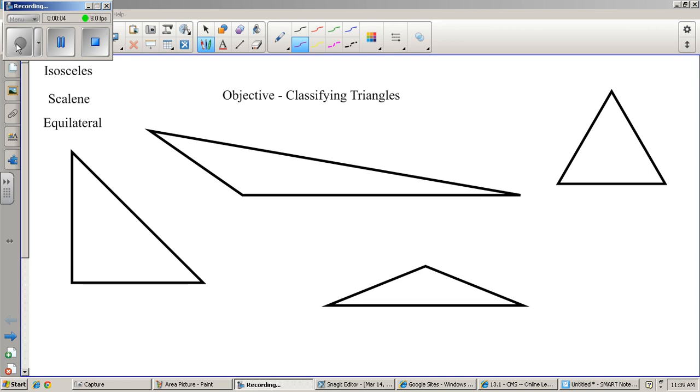Welcome to math class. This is Mr. Fritsky and Ms. Blomquist. And today we're learning how to classify triangles. So Ms. Blomquist is going to start us off with what an equilateral triangle is.